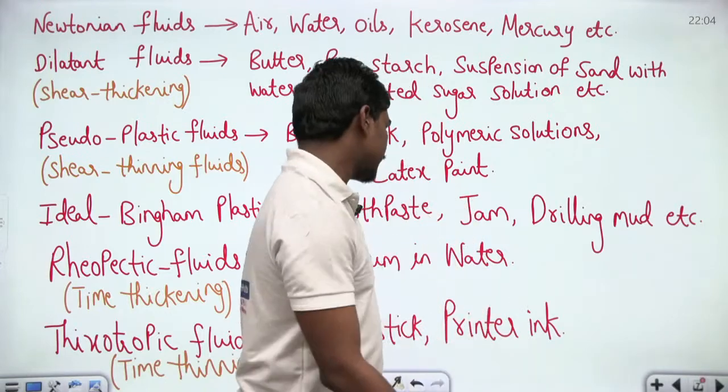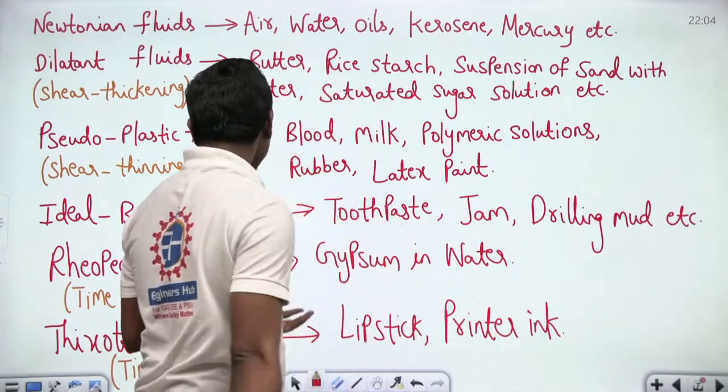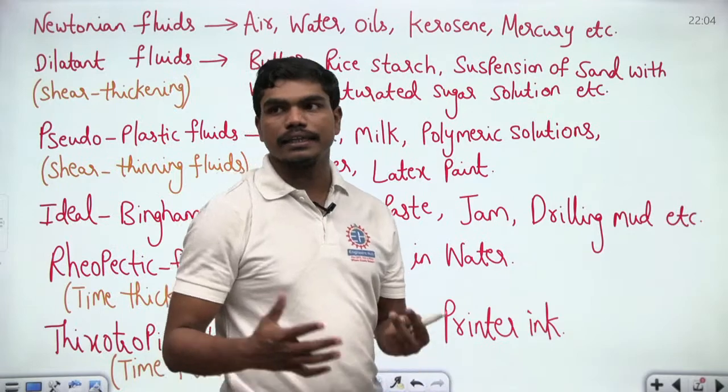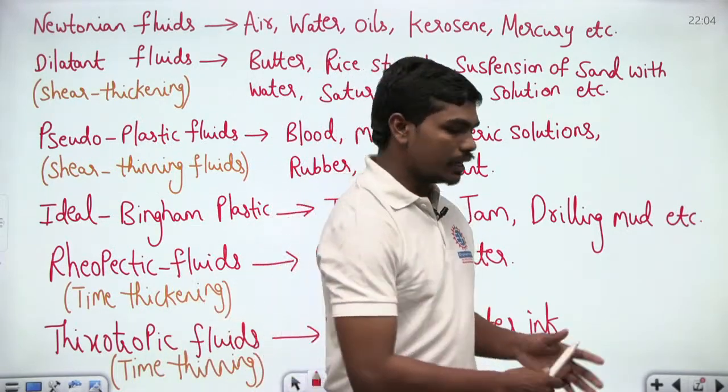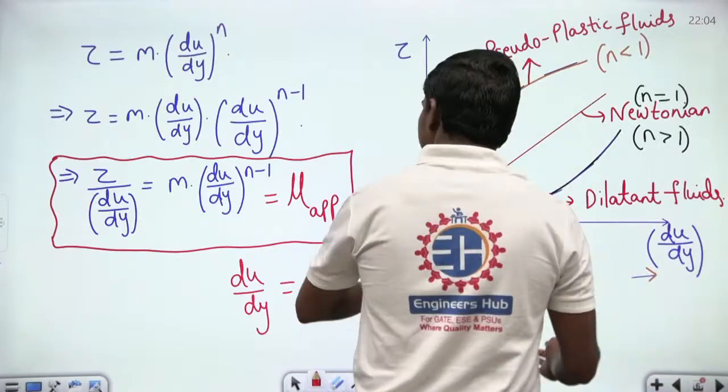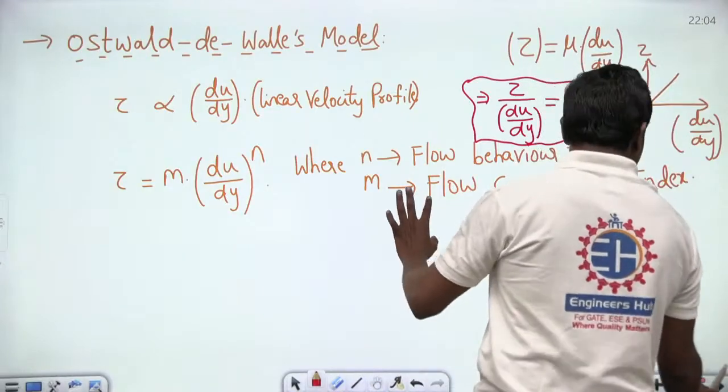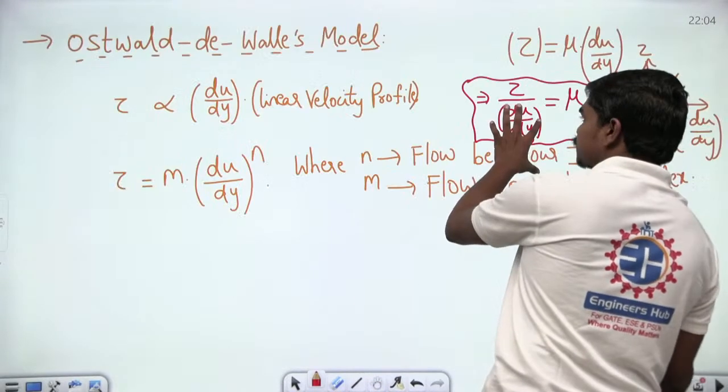Okay, no issues. So see here, this printer ink. So this is a different classification of fluids, and these are a bit of examples that you can see here. Now let us try to plot all these things, correct? Let us try to plot this diagram as well as this diagram.